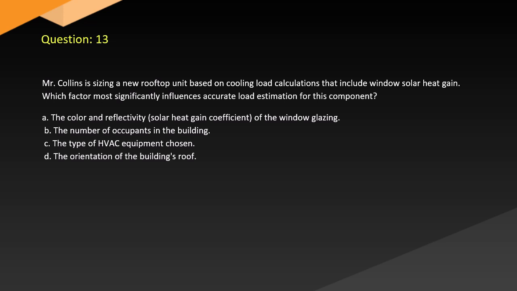A. The color and reflectivity, solar heat gain coefficient of the window glazing. B. The number of occupants in the building. C. The type of HVAC equipment chosen. D. The orientation of the building's roof.